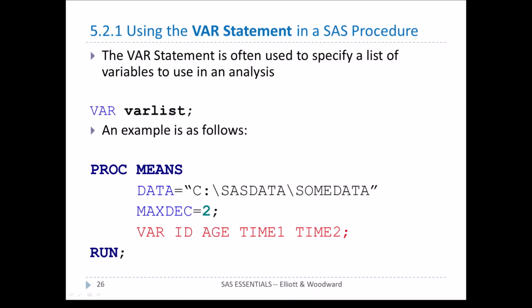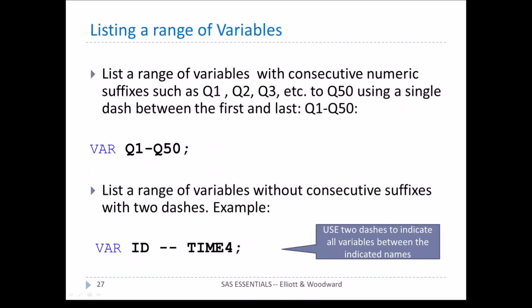Now let's look at using the var statement in a SAS procedure. We've seen the var statement before, and so here's an example of it, where we have the PROC means and we have the var statement as we've seen before. But the point we want to make here is that there are some other ways that you can use the var statement. One of them is if we have consecutive numeric suffixes, such as Q1, Q2, Q3, then we can use a shortened code for indicating the variables. We don't have to list them all. We can say var Q1 dash Q50 means include all the variables between Q1 and Q50.